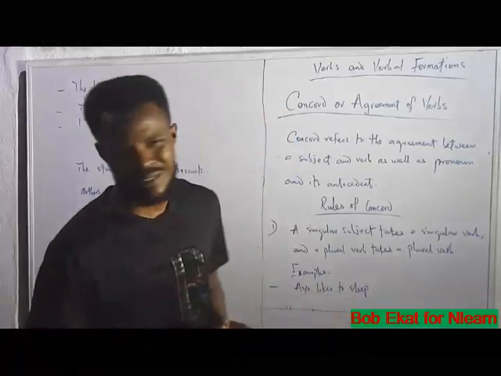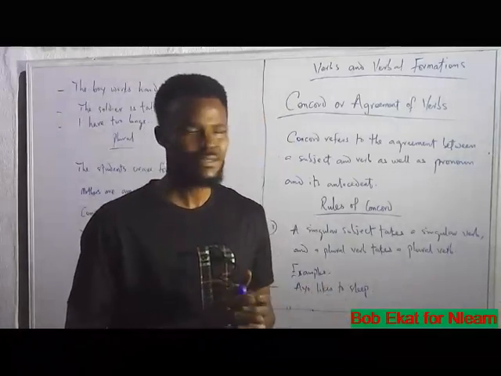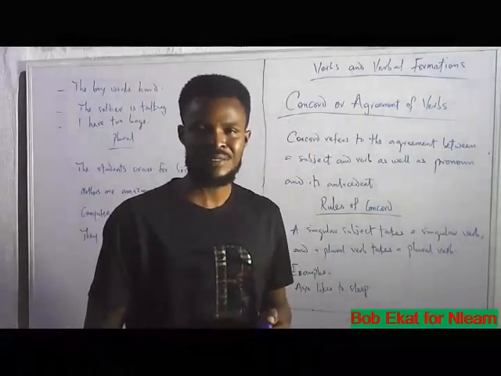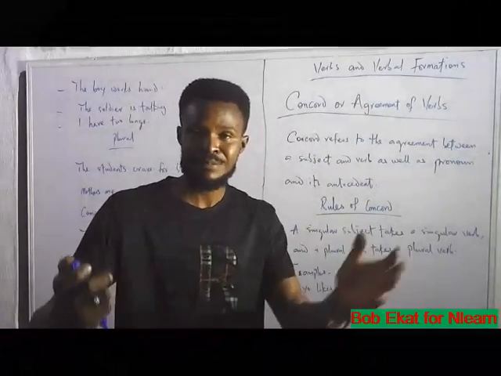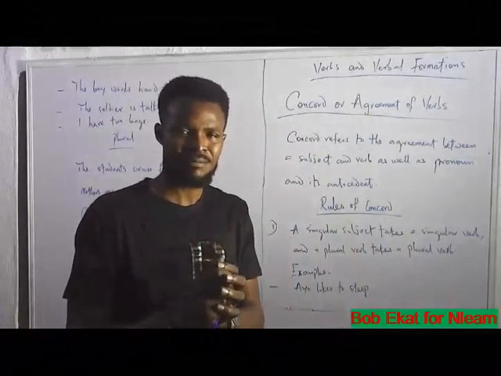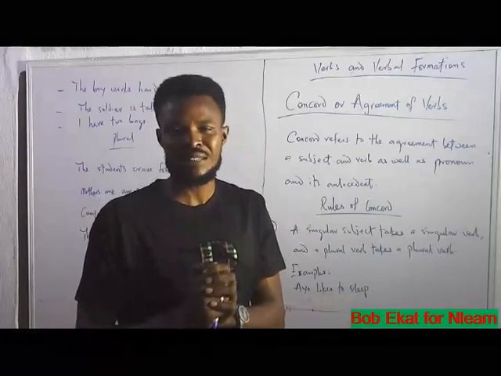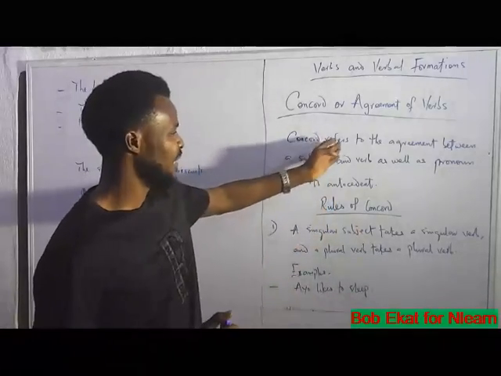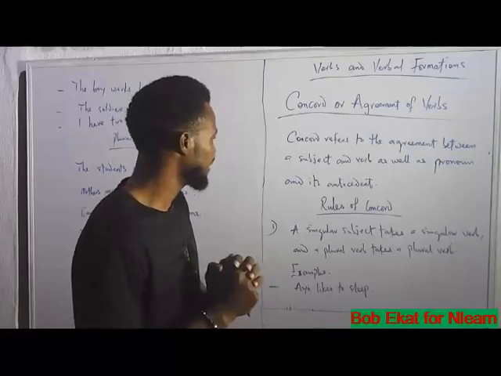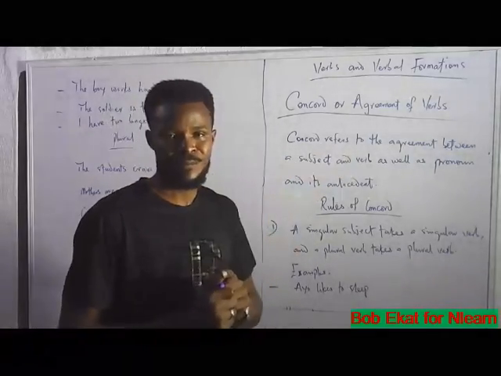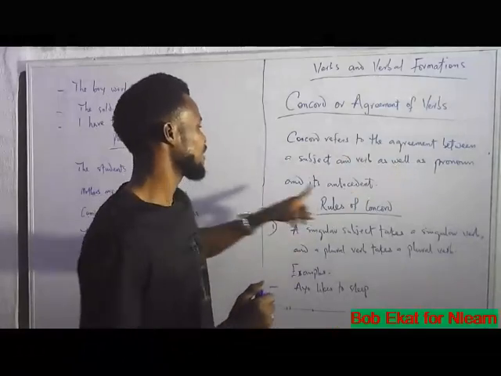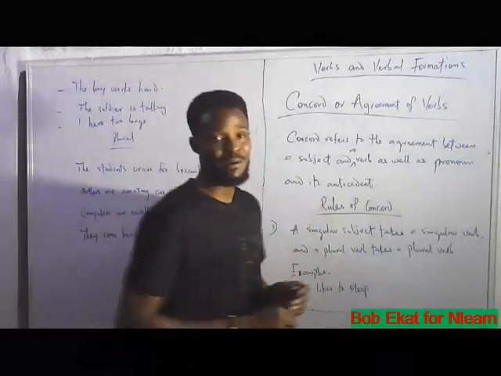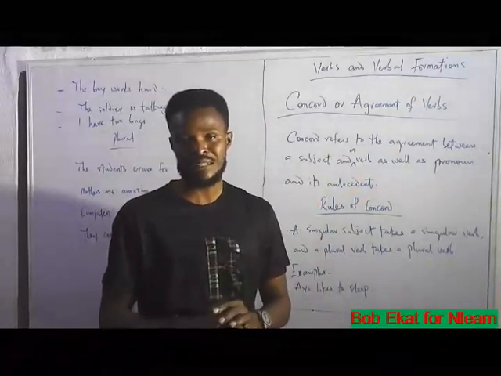Today we shall look at the very important topic called Concord, or you may say agreement of verbs, because Concord means agreement of verbs. But then what is the comprehensive definition of Concord? Here it is. Concord refers to the agreement between a subject and verb, as well as pronoun and its antecedent. Between a subject and a verb, and a pronoun and its antecedents.